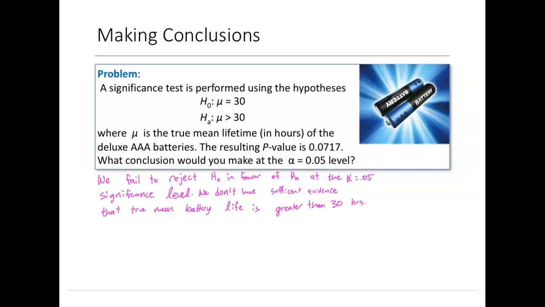And so generally, it's kind of a scripted deal. For a significance test, the conclusion should be two sentences. In the first sentence, you're going to abstractly just make the declaration, whether you do reject or fail to reject the null hypothesis in favor of the alternative. The second sentence, you add context. So you kind of restate it, but in the context of whatever you're studying. So we were studying battery life.